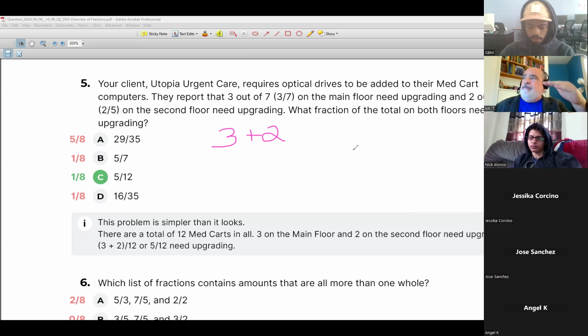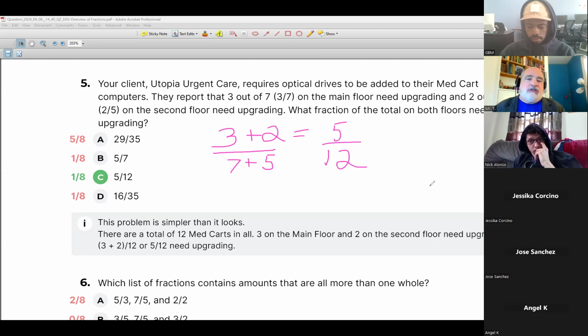Well, it's 3 on the main floor and 2 on the second floor. That's 3 plus 2. So what we know is that 5 altogether are going to need upgrading. Now, how many clients are there altogether? Well, there's 7 on the main floor and 5 on the second floor. So altogether, there's 12 clients, and there's your answer. So this wasn't a problem of trying to add 3/7 and 2/5 together. It was a lot simpler than that.